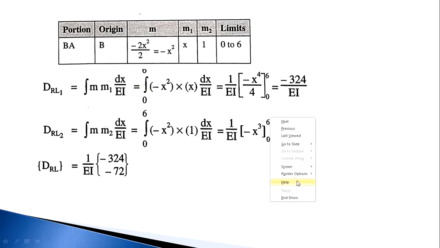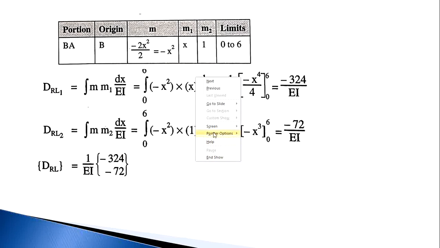Then next, calculate DRL. First, DRL1 is equal to the integral of M into M1 dx upon EI, with limits 0 to 6. M is minus x square and M1 is x, so integration from 0 to 6 of minus x square into x dx upon EI. The integration of minus x cube is minus x raised to 4 divided by 4, with limits 0 to 6.